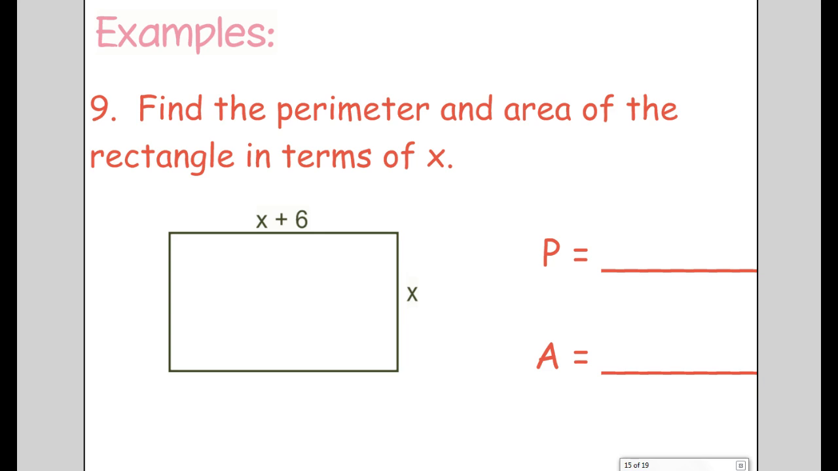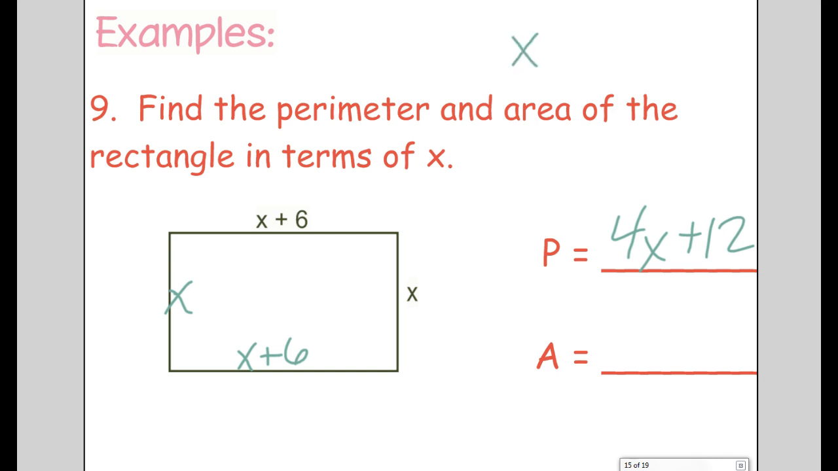Okay. So, we know in a rectangle opposite sides are congruent. X plus 6, X plus 6, X, X. Count up all the X's. 1, 2, 3. There's 4 X's. Count up all the numbers. 6 plus 6, 12. So there's your perimeter. 4X plus 12.